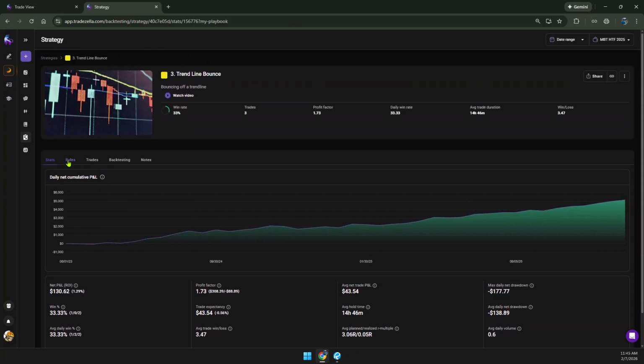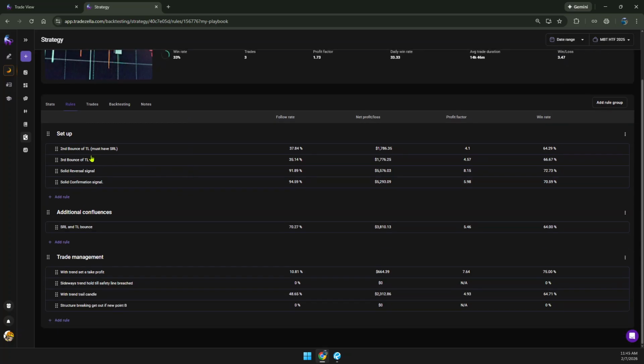My trend line bounce can be a little different. If it's a two-bounce trend line, the point B must have a support resistance level. So it must be bouncing off the support resistance, basically retesting a support resistance level with a trend line. A third bounce, because again, a trend line is basically a support resistance level. If I have a third bounce on a trend line, that's basically the retest of the trend line, because the point A is the beginning of it.